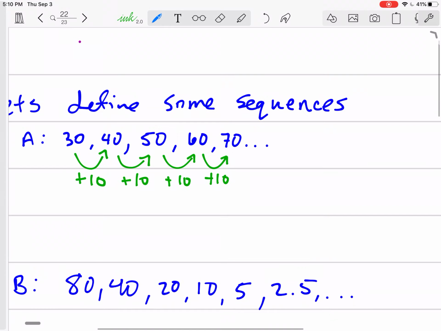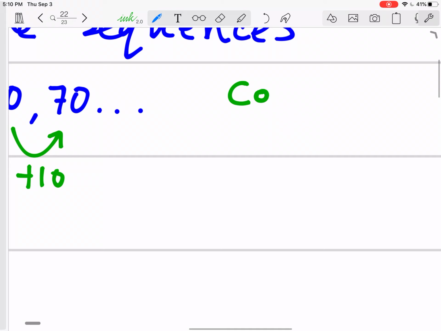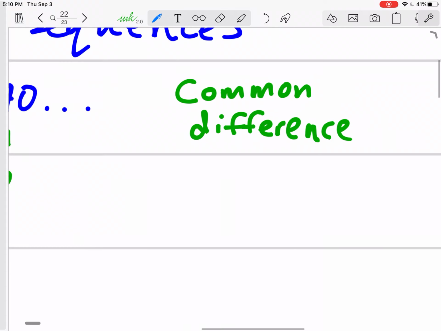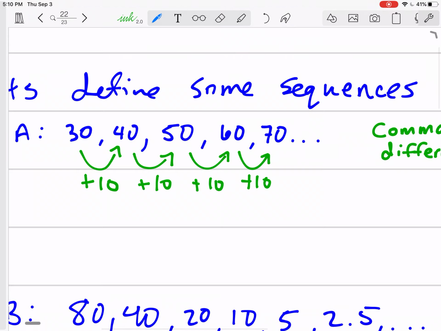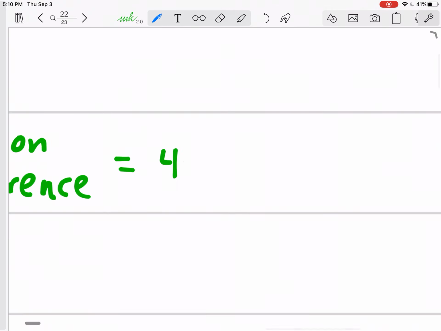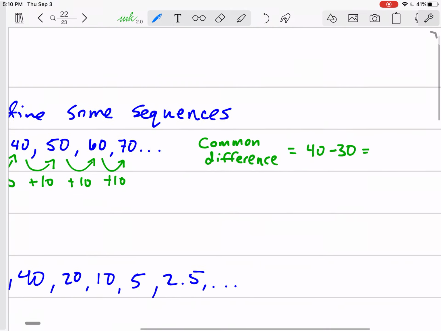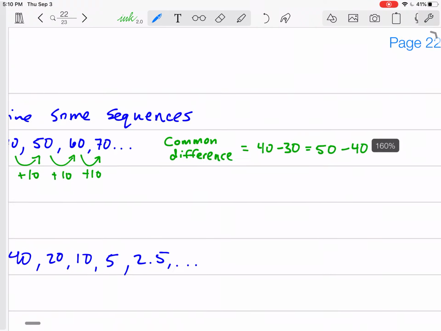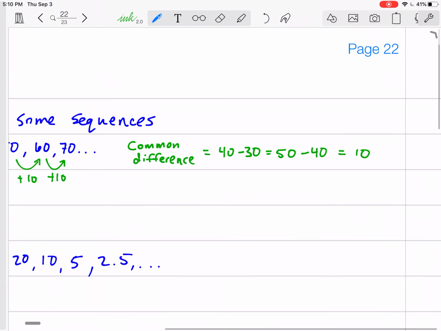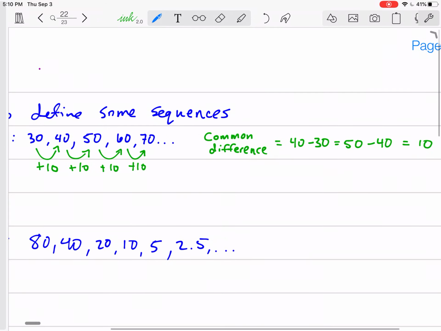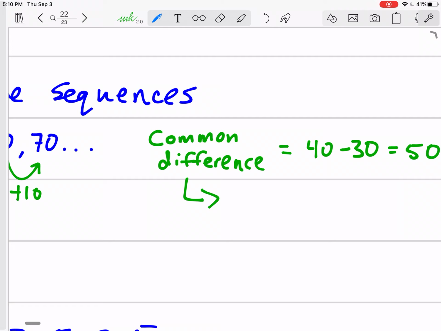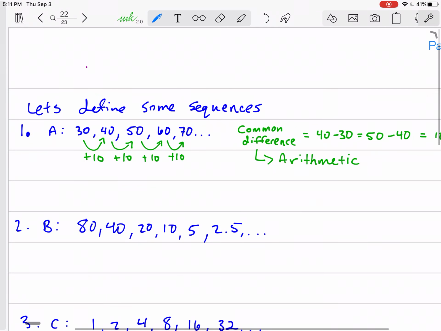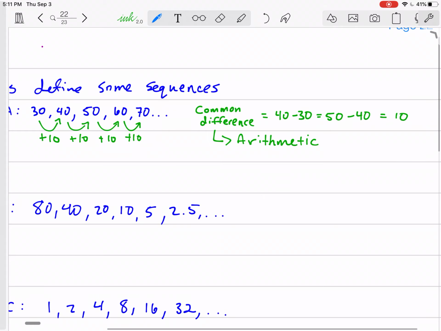So we could always find a common difference between terms in a sequence by taking the next term and subtracting the previous and seeing if that ends up being the same thing. So I could do 40 minus 30, or that should be equal to 50 minus 40. Any of these always should get a common difference of, well, 10. Therefore, since we have a common difference, that is, we're adding by 10, that makes this an arithmetic sequence. Because we're adding by a constant that we call the common difference, which happened to be 10 in this case.